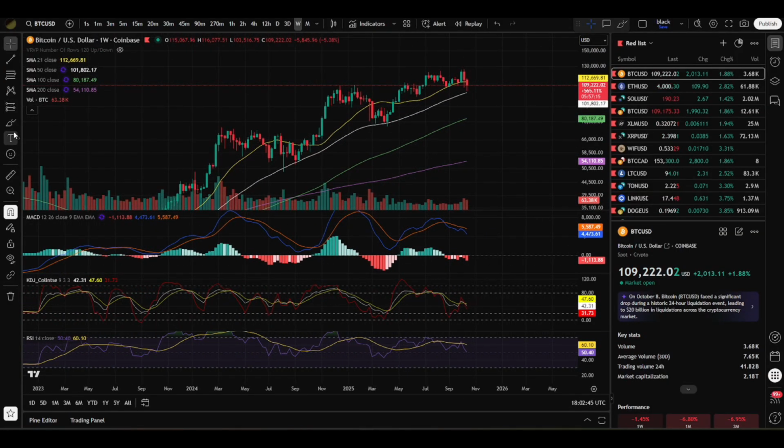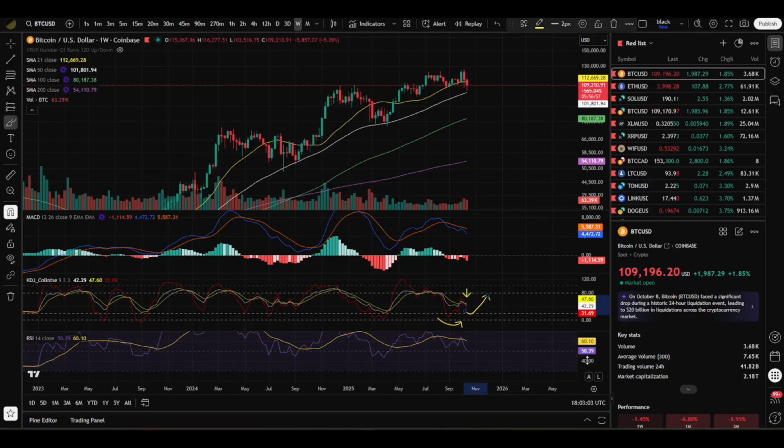It looks like on the KDJ we had this nice bottom here. Then we were talking about this cross recently in past videos, and now it's possible that we may get a little uptrend from here. So let's zoom in now. First, the MACD here is still red. This will have to change before next week.